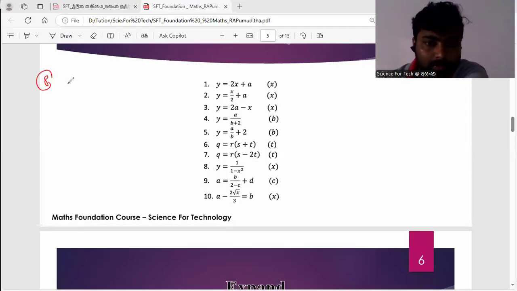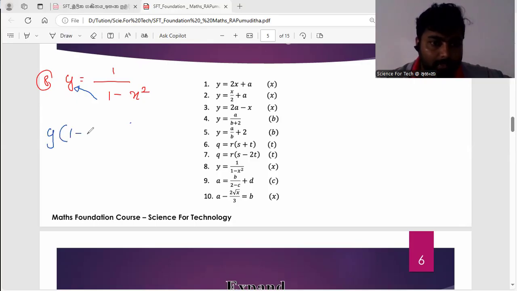It is y equals 1 divided by 1 minus x squared. Then first of all you have to multiply this to this side. Then y within bracket 1 minus x squared equals 1.